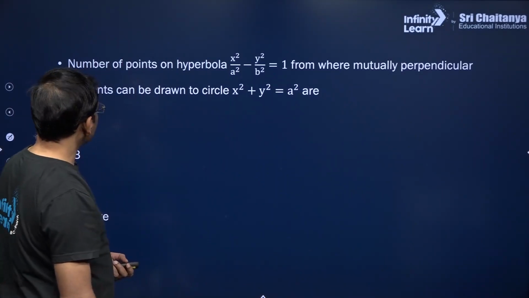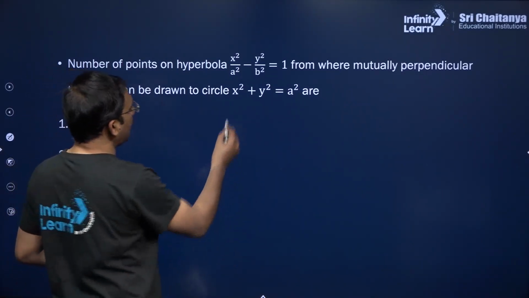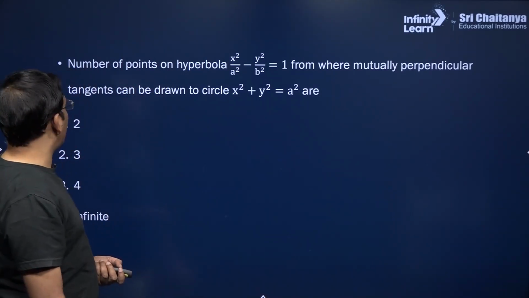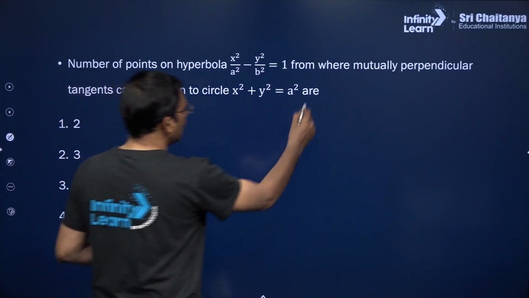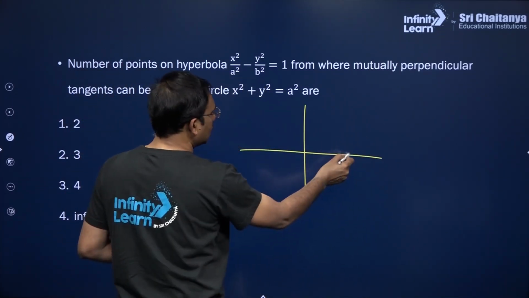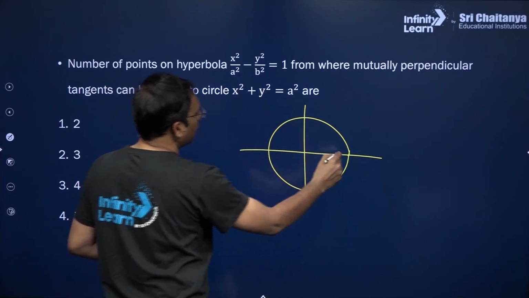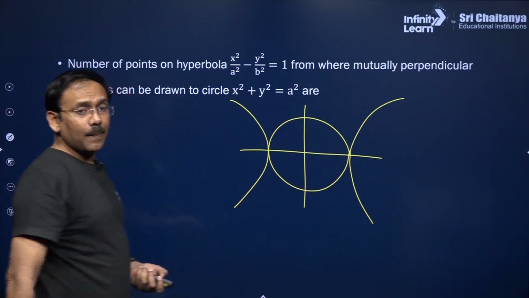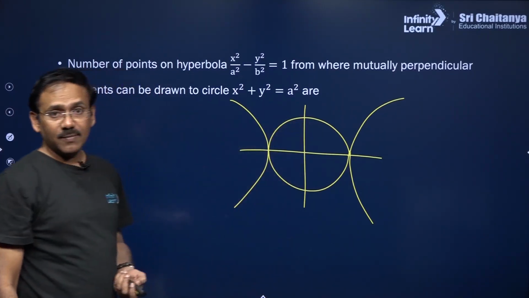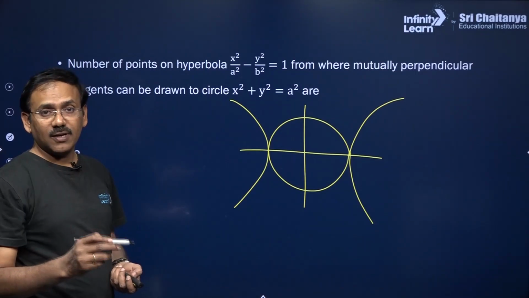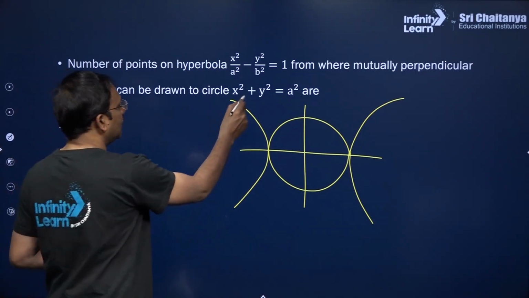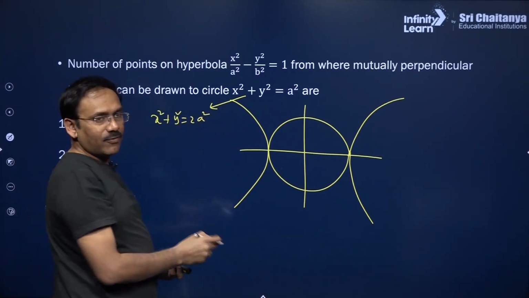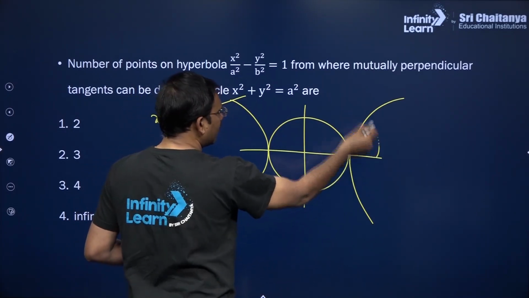Next, my dear friends, the number of points on this hyperbola x square by a square minus y square by b square is 1 from where mutually perpendicular tangents can be drawn to this circle. My dear friends, this is a circle with center (0, 0) and radius a. This is a hyperbola with semi transverse axis as a, my dear friends. Now perpendicular tangents are to be drawn to the circle means the point of intersection of perpendicular tangents lies on the director circle. Director circle of this equation is x square plus y square is equal to 2a square, my dear friends, with the same center but radius will be root 2 a.